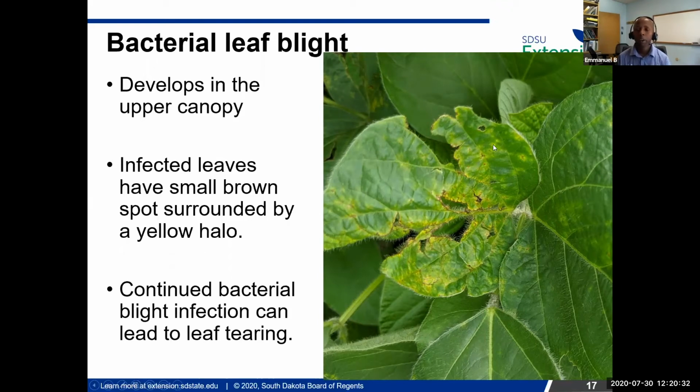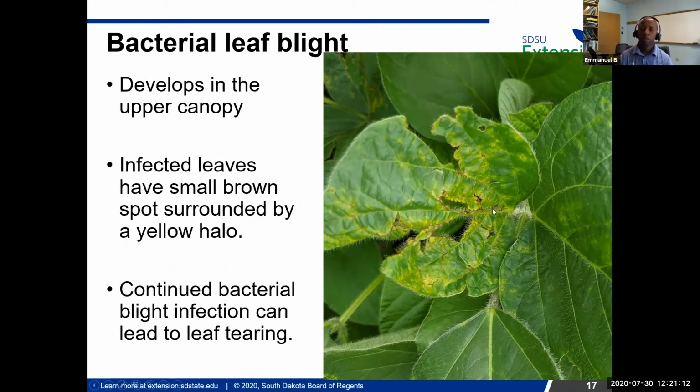So the brown spot does not have the yellow halo around it. The other characteristic is the tearing of leaves, where you have larger lesions of the bacterial blight. And the bacteria usually have a water-soaking symptom to them. So that can help to differentiate between brown spot and bacterial blight. This disease is pretty common. It's going to develop on the upper leaves, whereas the brown spot is going to be more on the lower parts of the plant.